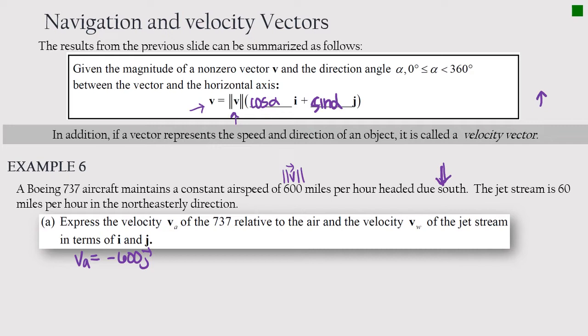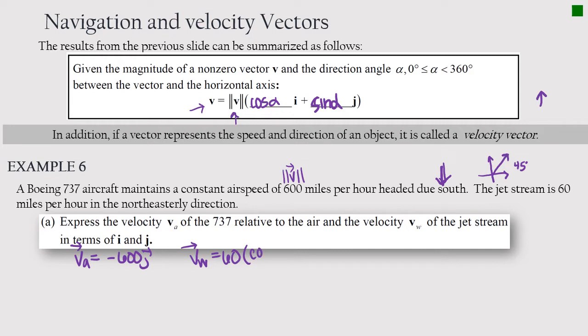And then the jet stream, so that can be determined. Again, this is going 60 miles per hour, so our velocity is 60 miles per hour. Whenever they talk about a northeasterly direction, so northeast, here's north, here's east, so we're going to be going in this direction. So we're going to call that 45 degrees, okay?